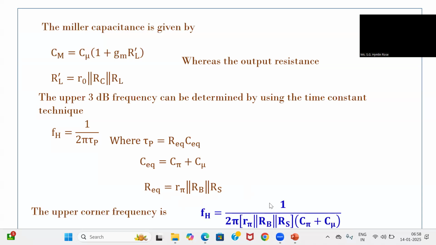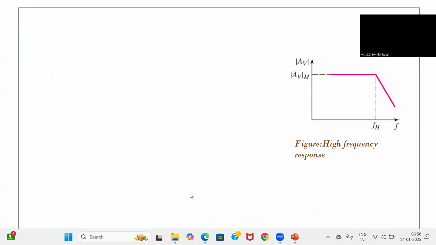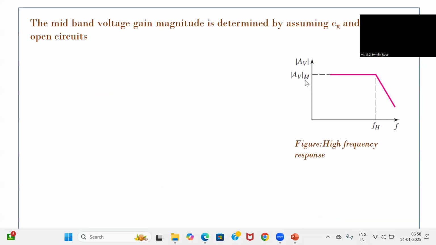So what is your upper corner frequency? It is 1 by 2 pi R equivalent C equivalent, where R equivalent is R pi parallel RB parallel RS and C equivalent is C pi plus C mu. That is your upper corner frequency. Based on this, your graph will be with the feedback, that is the Miller capacitance effect. The midband voltage gain is represented as AVM. It is a graph between gain and frequency. FH will be 1 by 2 pi R equivalent C equivalent.